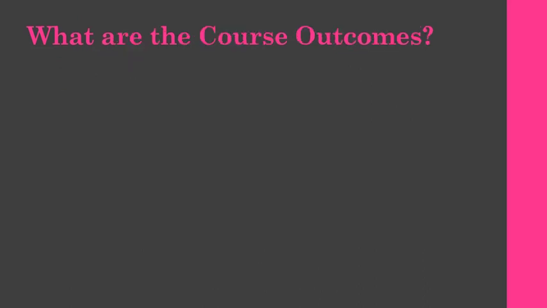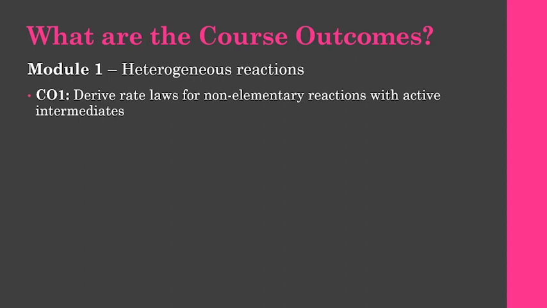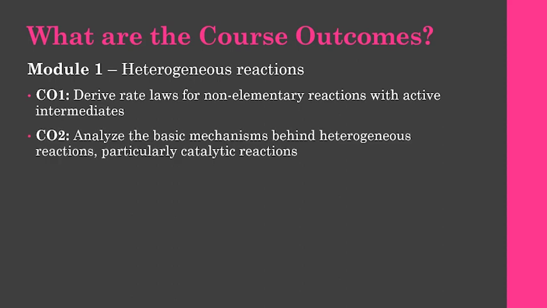Next, let us ask, what are the course outcomes for this course? We have divided this course into two modules. The first module is for heterogeneous reactions. The first course outcome is to derive rate laws for non-elementary reactions with active intermediates. Second course outcome, analyze the basic mechanisms behind heterogeneous reactions, particularly catalytic reactions.